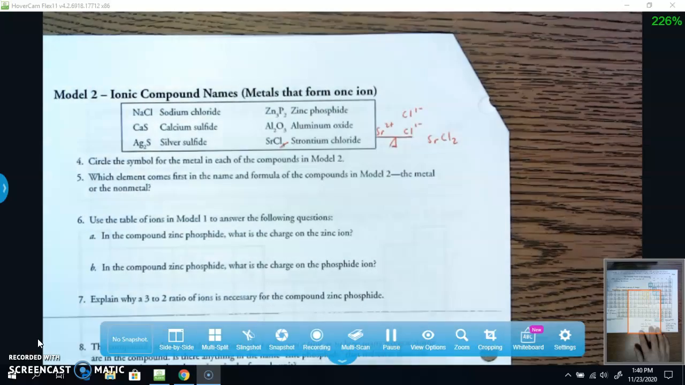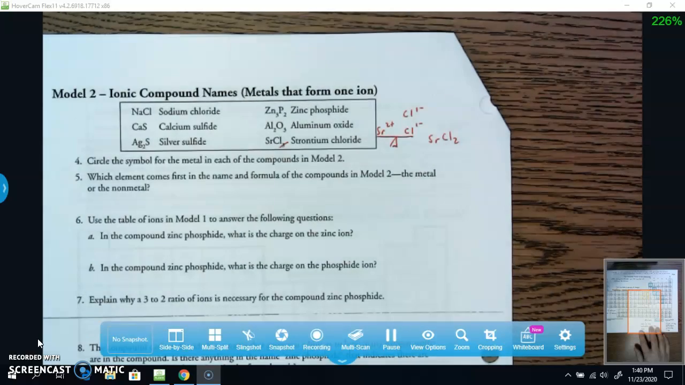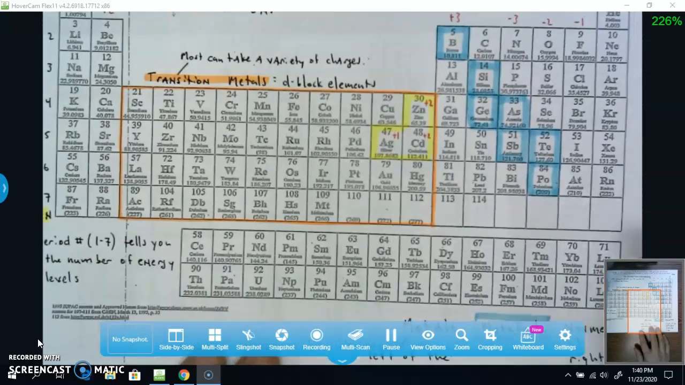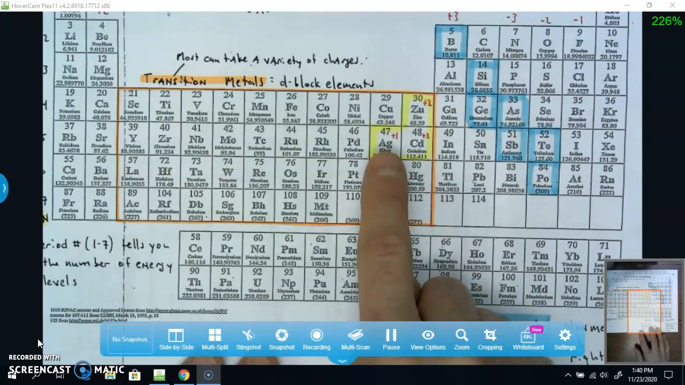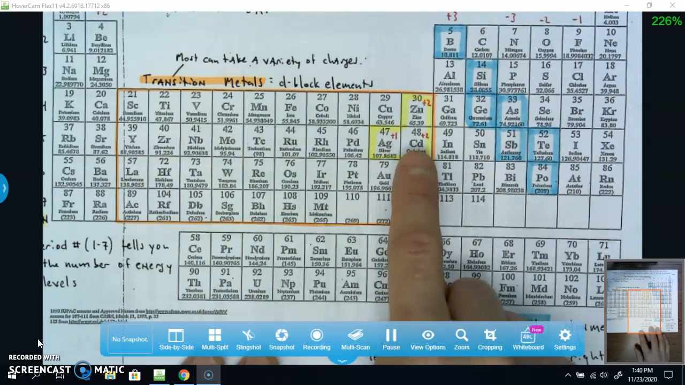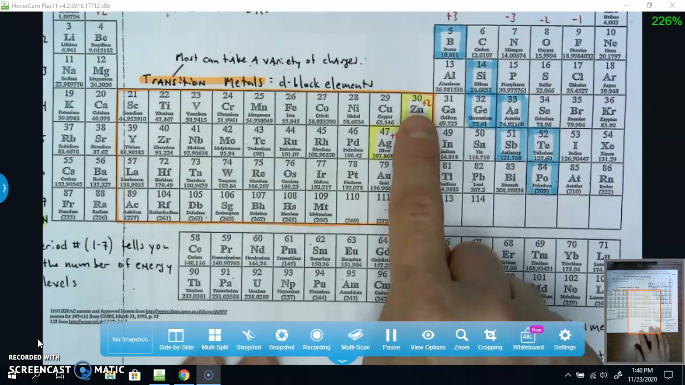Okay, one last thing that I want to remind you of before you get to work on questions 4 through 15 is that sometimes you're asked to think about these unusual transition metals that are right here. Just remember, silver always takes a +1 charge, cadmium always takes a +2 charge, and zinc always takes a +2 charge as well.